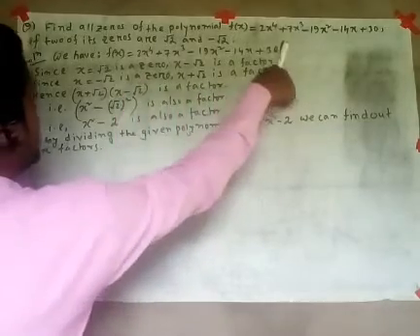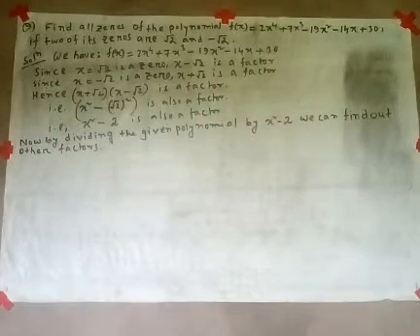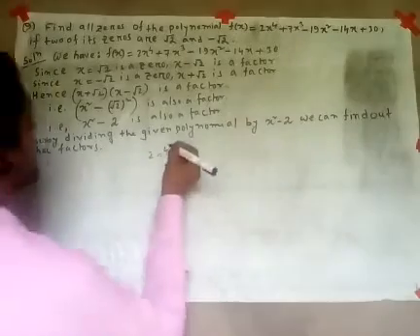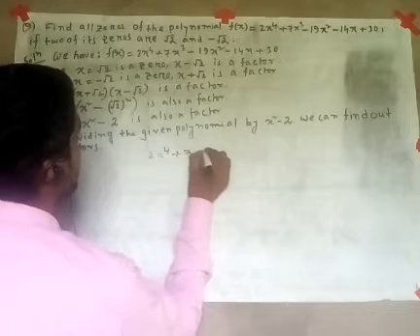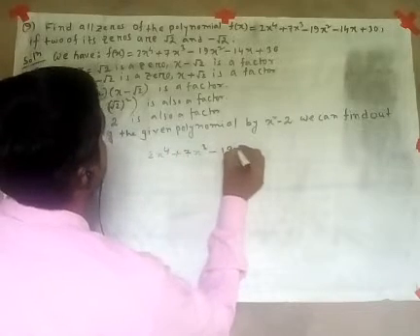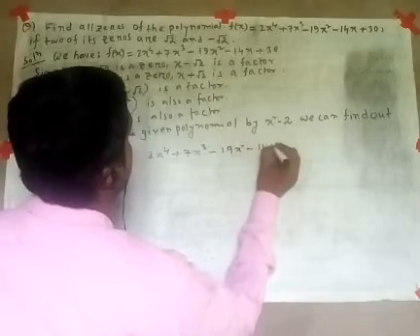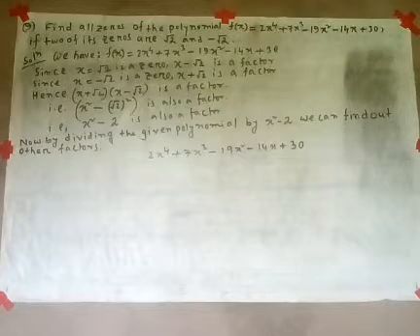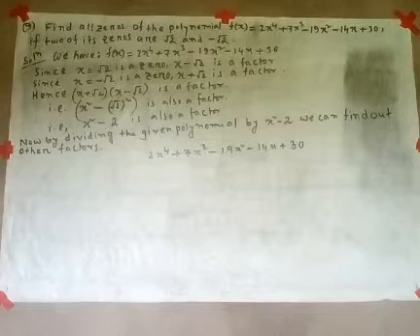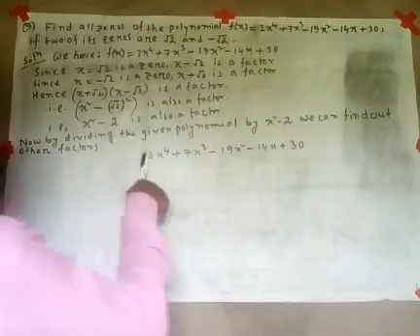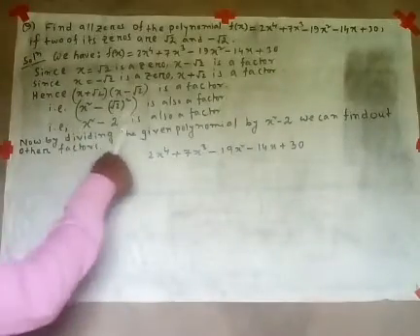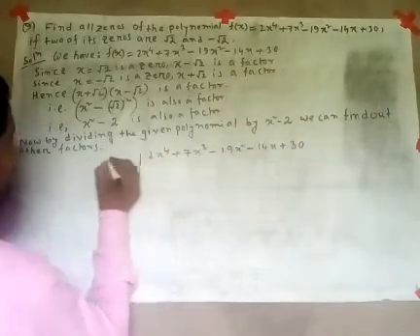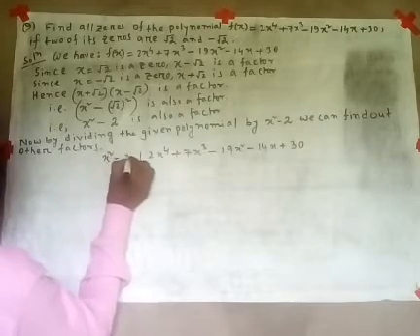We have to divide 2x to the power 4 plus 7x cube minus 19x square minus 14x plus 30. This is the given polynomial, and we have the known factor x square minus 2. So we have to divide by this x square minus 2.